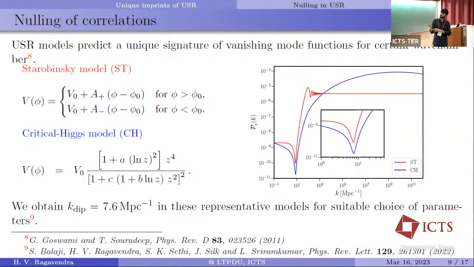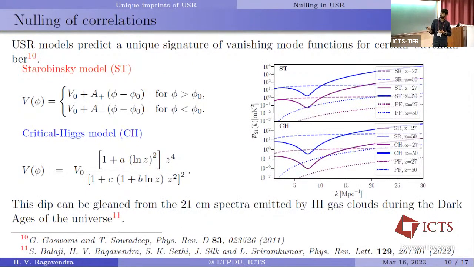And we illustrate that using two specific models and show that the dip can be achieved at around 7.6 megaparsec versus an intermediate scale. But to capture this dip, our previous two observables may not be of help because those are integrated effects of power spectra. We need some linear probe which is directly proportional to the power spectrum. For that, we choose the 21 centimeter spectrum emitted by HI gas, which is just linearly connected during the dark ages of the universe to the primordial spectrum.